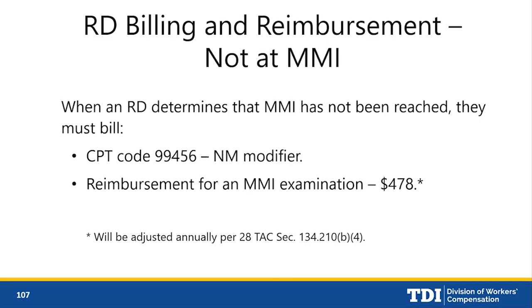So in this example, the referred doctor examines the injured employee. They're not at maximum medical improvement. So they're billing 99456 NM, not at MMI, and then reimbursement would be $478.